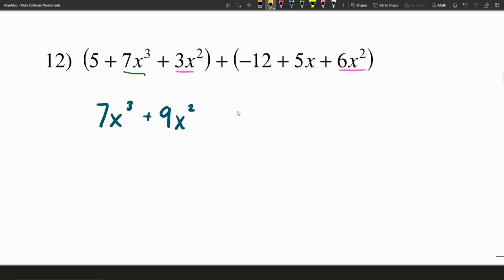Now, taking into account our next highest degree, that's a degree of 1, which occurs only in our second trinomial. So we're going to have plus a 5x. And then lastly, we can combine our constants together. Combining the constants, we have 5 and we have a negative 12. So 5 plus a negative 12 is going to result in a negative 7. So here's a case where we combined two trinomials together through addition, and those combinations gave us a cubic polynomial with 4 terms.